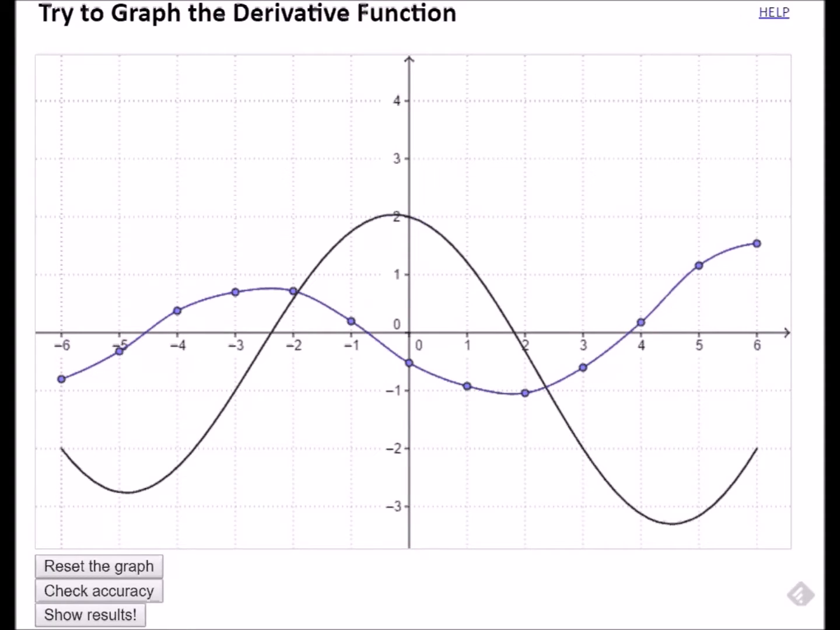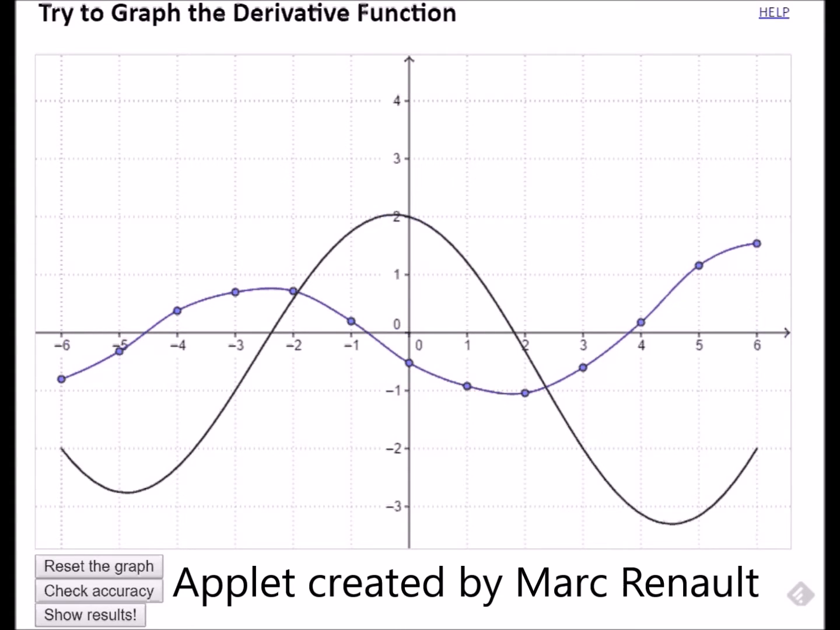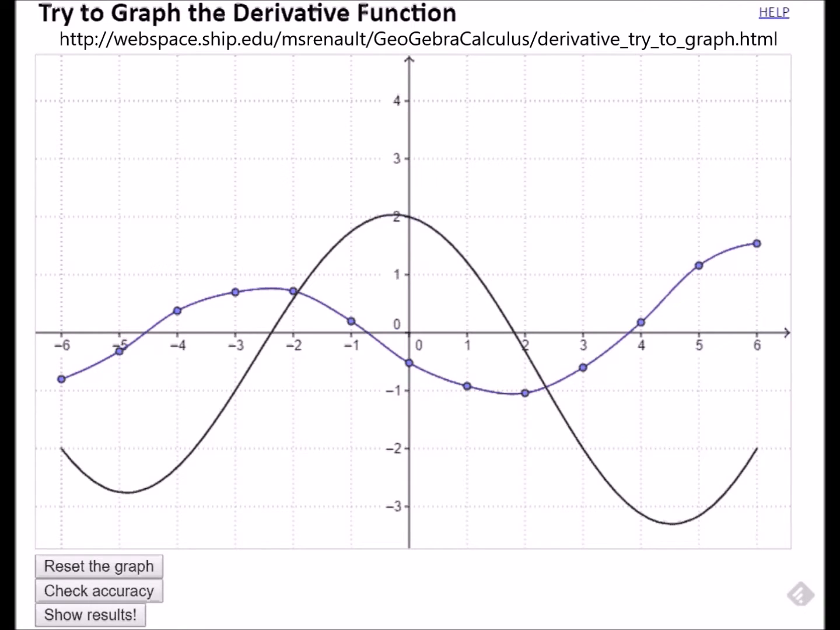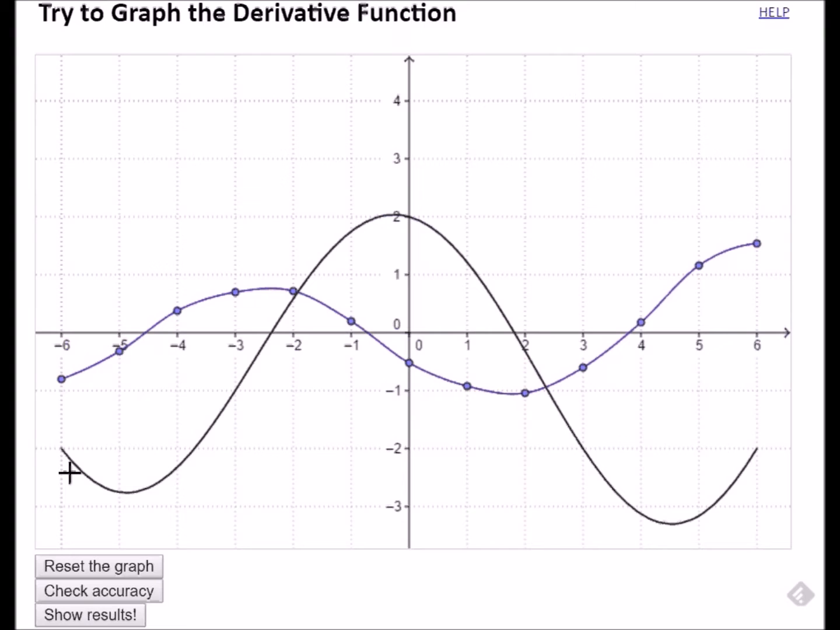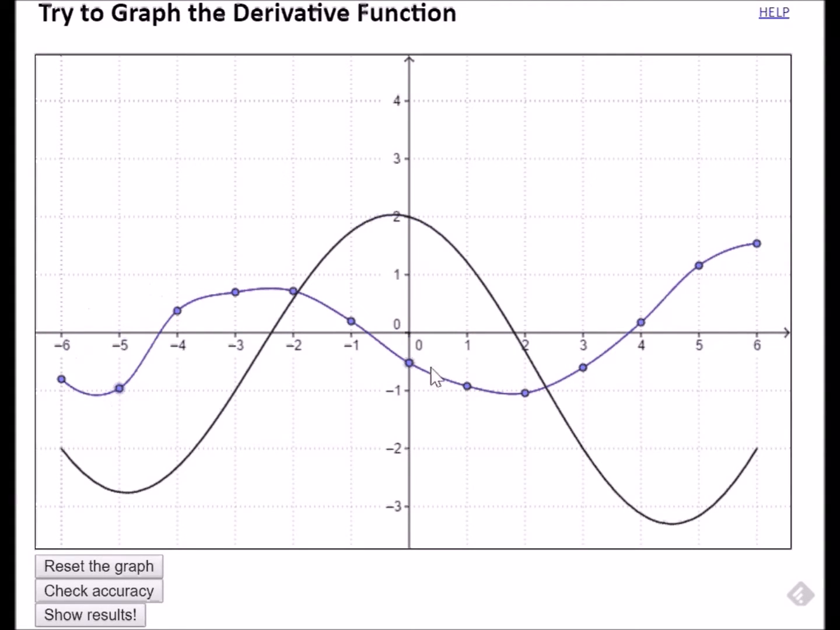Welcome. So in this video we are going to use a GeoGebra applet that was created by Marc Renaud from Shippensburg University to estimate the graph of the derivative of a function given the graph of a function, here given in black. So in black we have a function, let's call it f, and what we want to do is graph f prime. Now to do that, we will adjust these dots here by moving them upwards or downwards to create the graph of f prime. So the graph of f prime will be in blue.